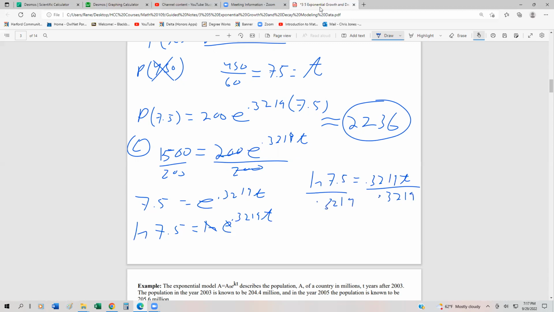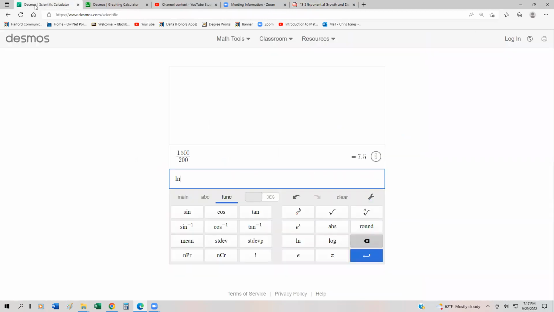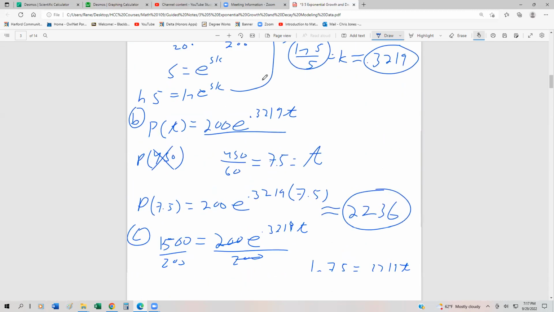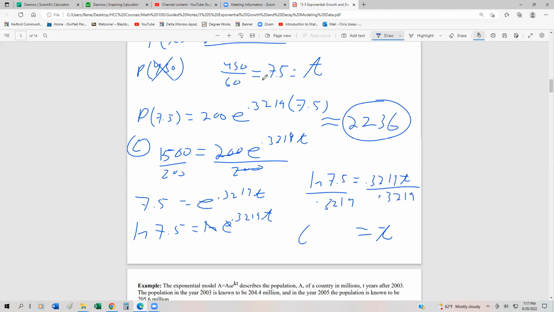All right. So in our calculators, we're going to go ahead and do that. So we have natural log of 7.5 divided by 0.3219, and it gives us 6.26. Okay, and that would be in hours. So if we look back here, remember t is in hours, so that's going to be 6.26 hours. All right.